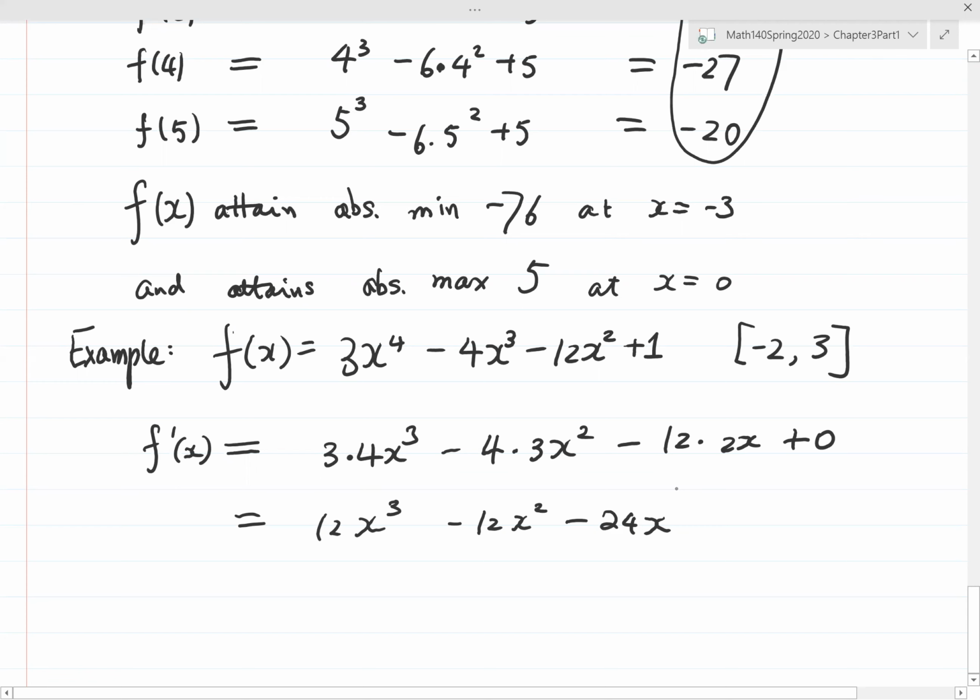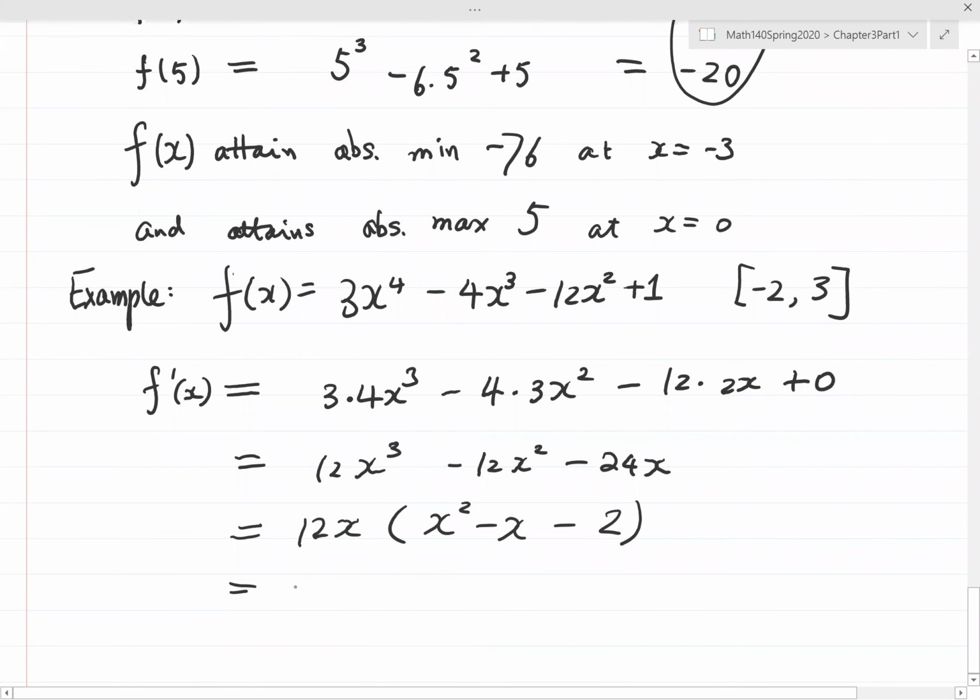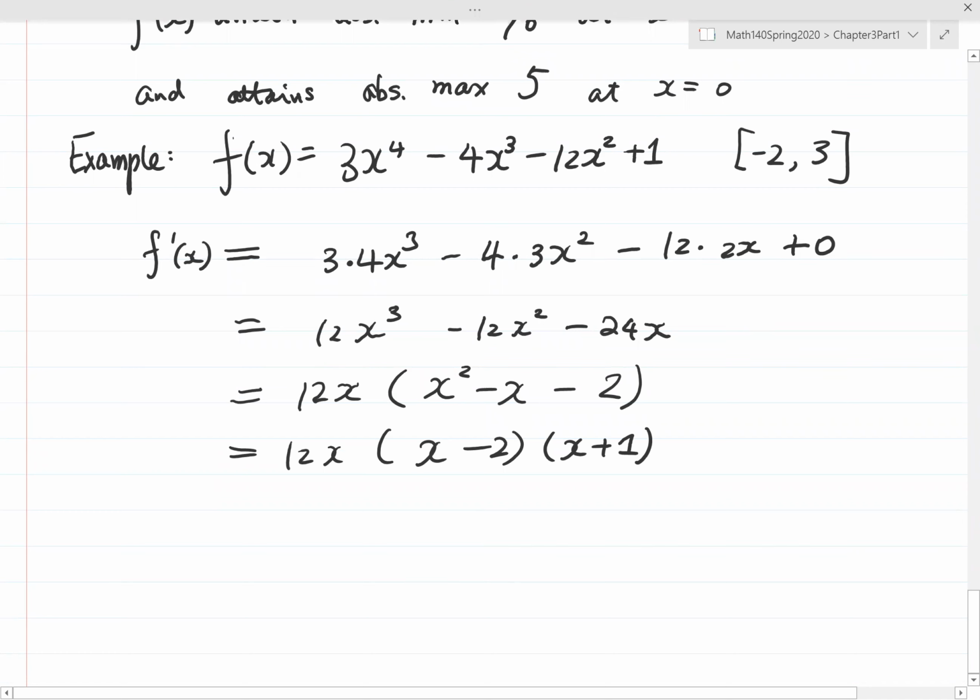So we have common factor 12x. Now we factor out the common factor 12x. And what is remaining is x squared. And the second term, we get x remaining. And then finally, the last term, we get -2. And actually, we can factor this quadratic. Then what we get is (x minus 2)(x plus 1). Then we find critical numbers. The derivative exists everywhere, so it's differentiable everywhere. So to find critical numbers, it suffices to find where the derivative is 0. So we set f'(x) to be 0. Then we get 12x(x minus 2)(x plus 1) is 0.